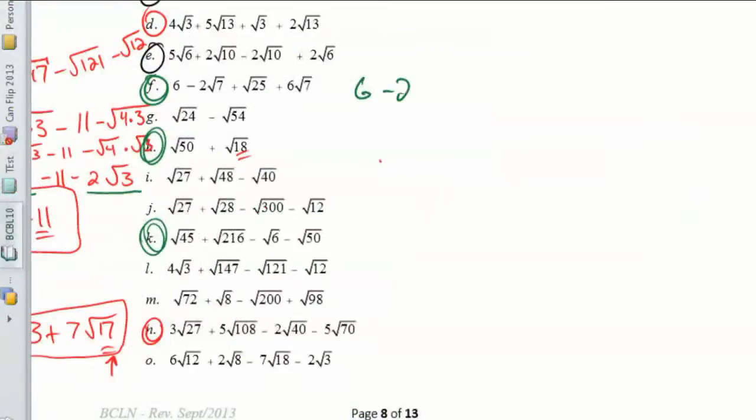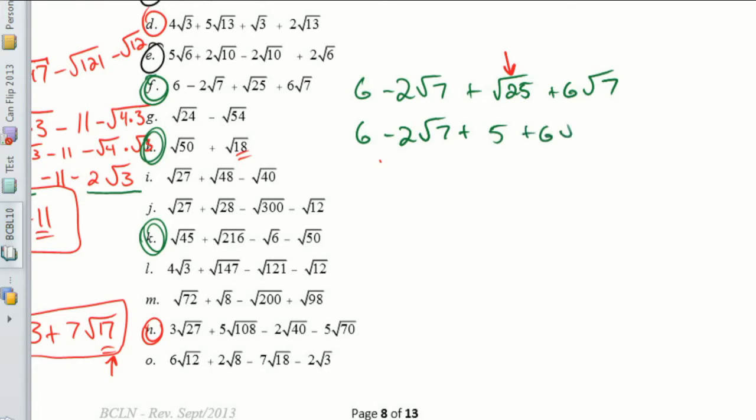6 minus 2 root 7 plus root 25 plus 6 root 7. All right, first thing I'm going to do is simplify any radicals I can. And I have a little light going off in my head. This root 25 is a perfect square. So I know that I can actually take that square root. It's just going to give me 5.